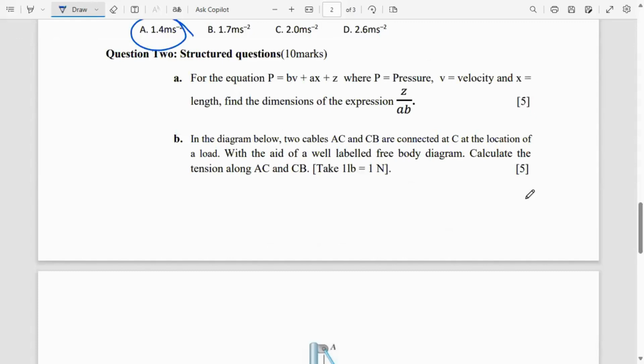Okay, so let's look at question 2, which is a structured question containing 10 marks, and it had two parts, part A and part B. Each of these two parts carries 5 marks. Part A is saying, for the equation P is equal to BV plus AX plus Z, where P is equal to pressure, V is equal to velocity, and X is equal to length, find the dimensions of the expression Z over AB.